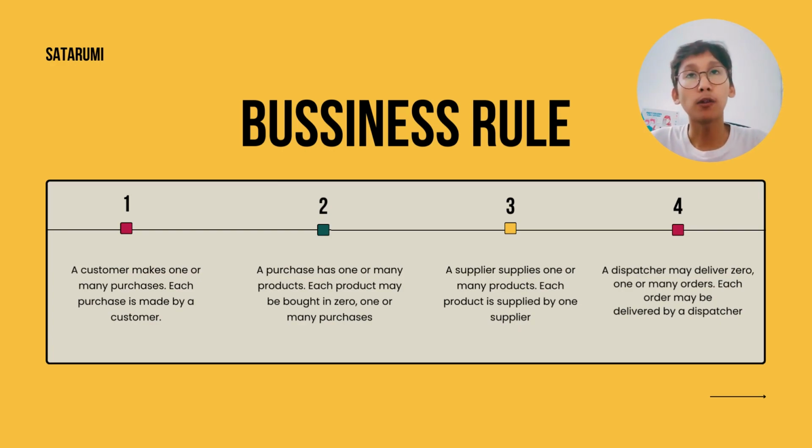So these are four business rules, and first one is the customer makes one or many purchases. Each purchase is made by one customer. Second, a purchase has one or many products. Each product may be bought in zero, one, or many purchases. Third, a supplier supplies one or many products. Each product is supplied by one supplier. And lastly, a dispatcher may deliver zero, one, or many orders, but each order may be delivered by one dispatcher.